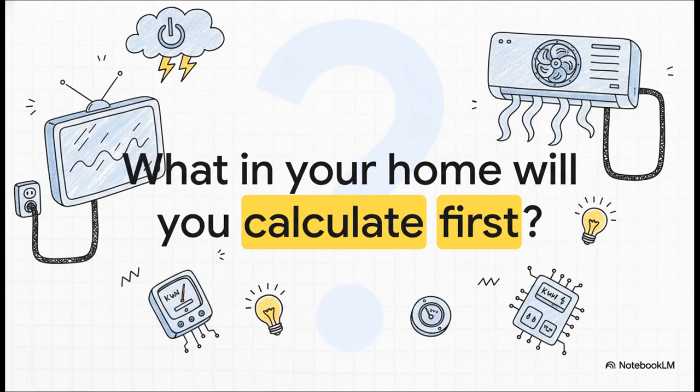So I want to leave you with a question. Now that you actually know how to do this, what's the first thing in your house you're going to calculate? Is it your gaming console? The air conditioner? The refrigerator? The power to know is literally in your hands now.